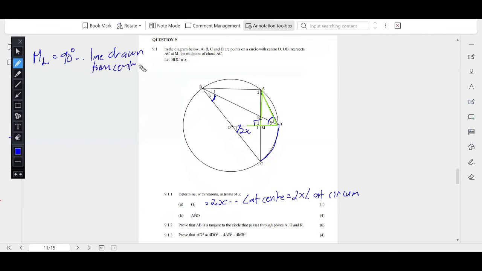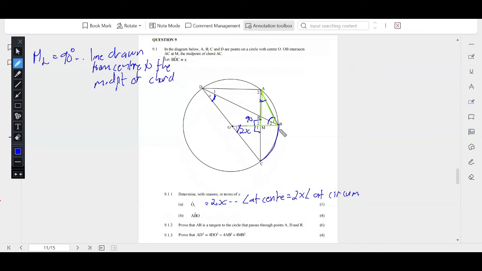There is a line drawn from the center to the midpoint of the chord. So we know the theorem that says if we draw a line from the center to the midpoint of the chord, then it will be perpendicular to the chord, right? So, okay, now we have this as 90 degrees, and then let's look for A1.